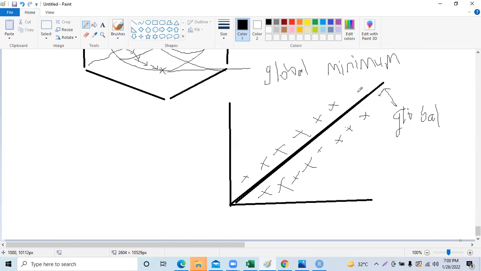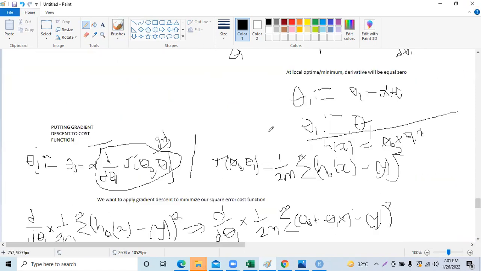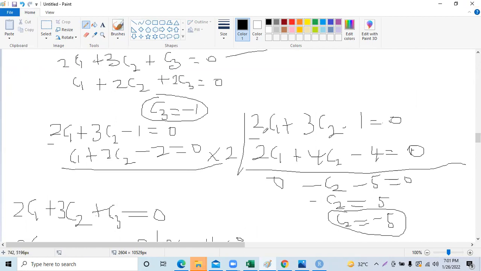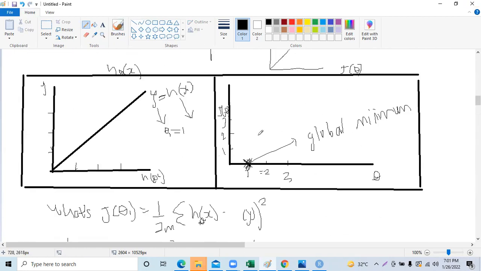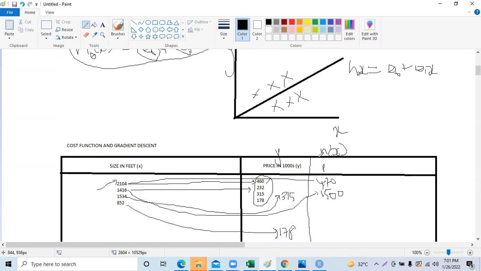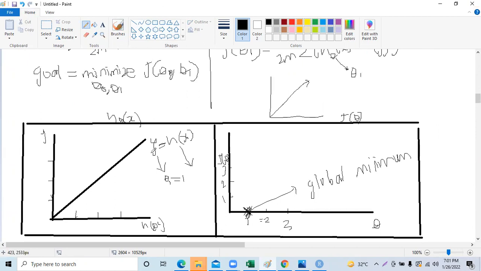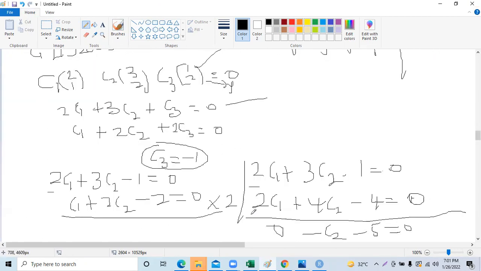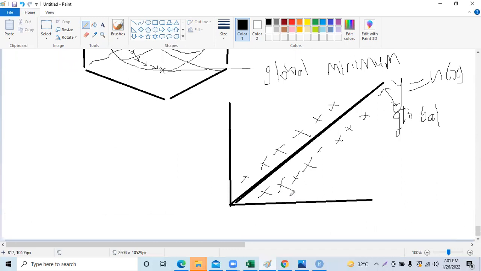And just for emphasis, this is where our y equals h of x. Remember, we talked about that here. This was the situation we had here, where our y was equal to h of x. Our y is the price that we had in our data, and our h of x is our new prediction. So at the point where our y equals h of x is where we want to have our global minimum. That's where we want our j theta to be 0 if possible.